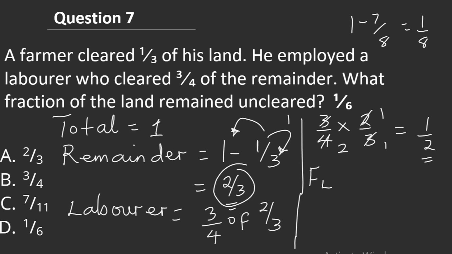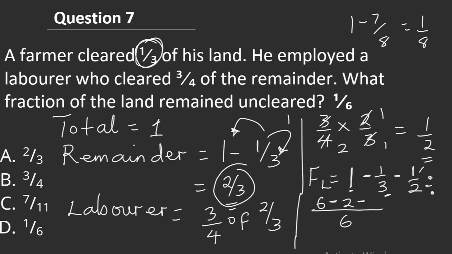So the fraction left, what remains uncleared, will be 1, which means total, minus the 1/3 mentioned in the question that the farmer cleared. Now you also subtract the part that the laborer cleared, which is 1/2. The LCM of these fractions is 6. 6 divided by 1 is 6, minus 6 divided by 3 is 2, 2 times 1 is 2, minus 6 divided by 2 is 3, 3 times 1 is 3. 6 minus 2 is 4, 4 minus 3, 1/6 remained uncleared. So the right option is D, 1/6.